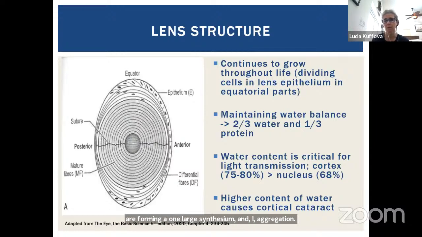Now, the main reason why the lens structure is allowing us to focus as well as allowing us to actually see is the water balance. And there's a very tight water control inside of the lens itself, maintaining about 2/3 of water and 1/3 of protein. Now, there is a different water content in the different parts of the lens, which allows effective light transmission. The cortical part of the lens has a little bit higher content of water than the nuclear part. Now, when there is too much water, then the cataract starts to develop.